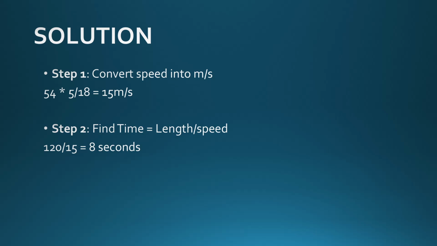Step 2, we'll find time. Time equal to length by speed. So length is 120 meter divided by 15 meter per second. So equal to 8 seconds. So time taken to cross the pole is 8 seconds.